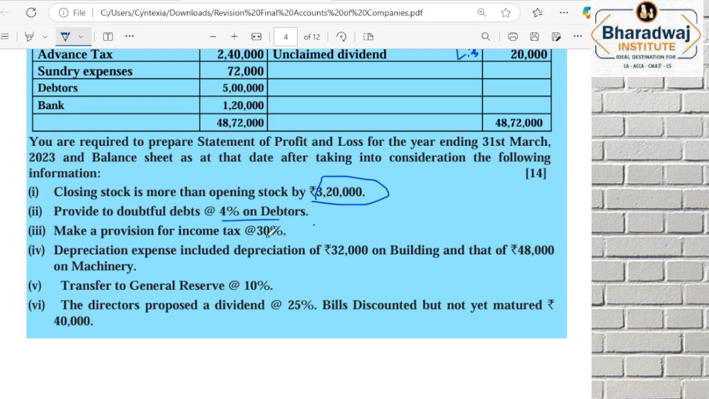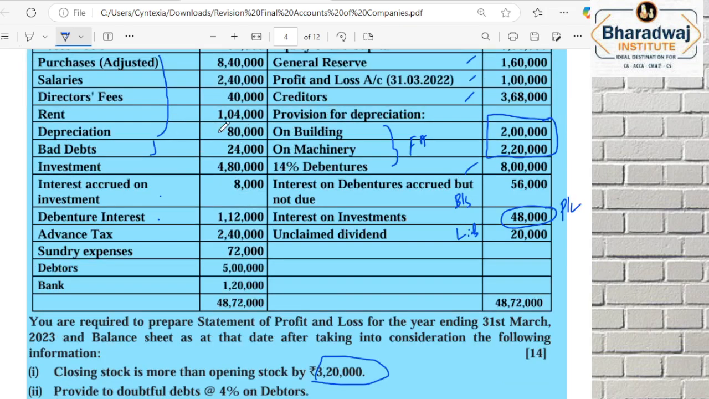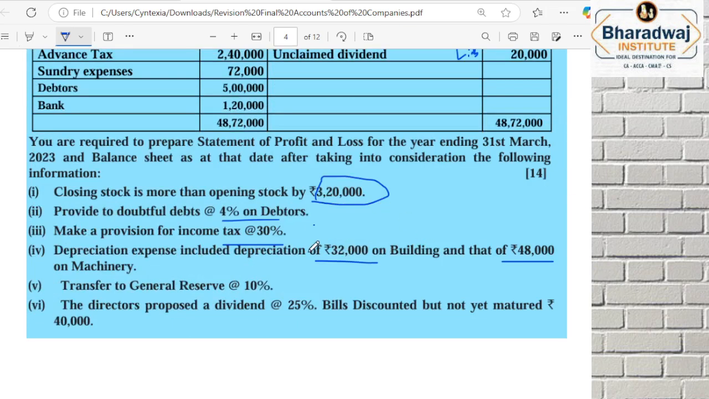They ask you to provide for bad debts, provision for tax, and depreciation bifurcation is given. How is this 80,000 depreciation? On building 32,000, machinery 48,000. Transfer to general reserve will be adjusted in reserves and surplus. Proposed dividend is a note to accounts.